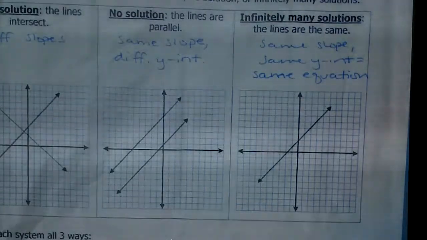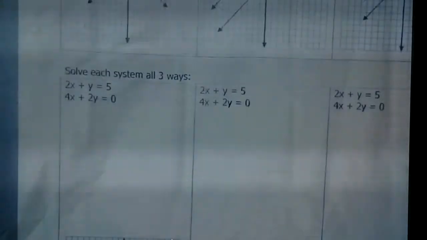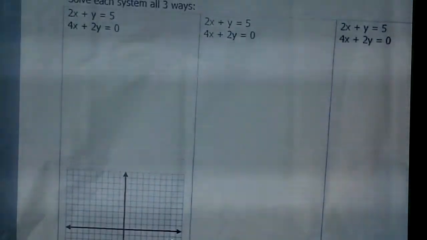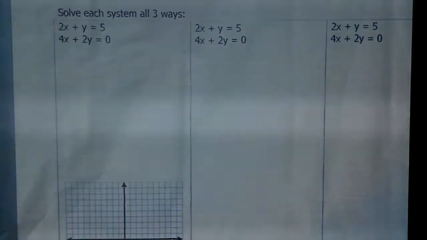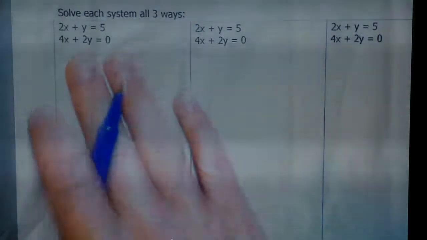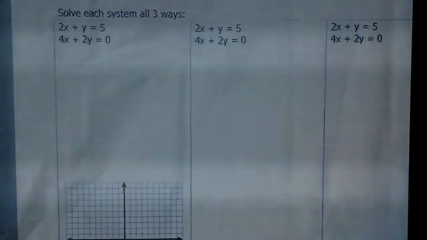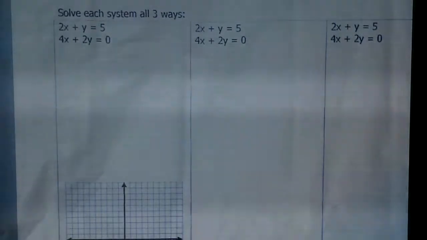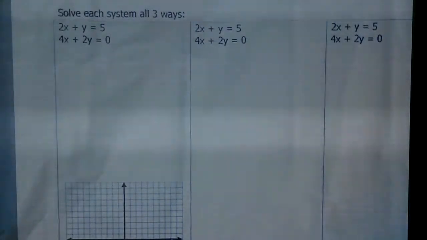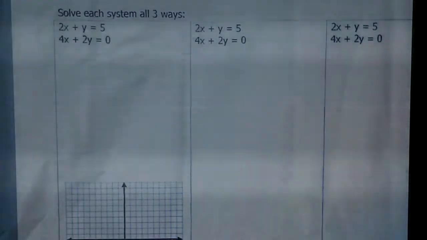Alright, so we're going to look at the same exact system all three ways, solving it all three ways, so that you could recognize what to look for in your solution no matter how you're solving it. So I have the system 2x plus y equals 5 and 4x plus 2y equals 0. The first way I want you to solve this is by graphing. When you look at those equations, they're not set up nice and pretty to graph, so let's set them up nice and pretty so we can graph them.